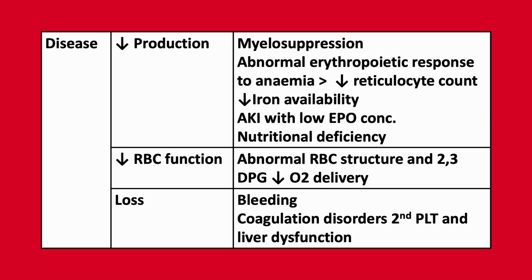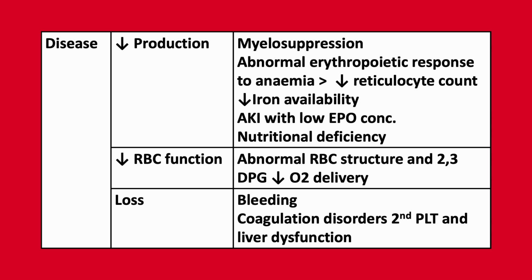reduced iron availability, i.e., during critical illness, for example, sepsis, bacteria and the body compete for iron, and in order to combat this, the iron stores are sequestered, resulting in low iron and also an iron-deficient erythropoiesis, ultimately contributing to the anemia. In addition, acute kidney injury reduces EPO, and there are also nutritional deficiencies, for example, iron, folate, and vitamin B12.